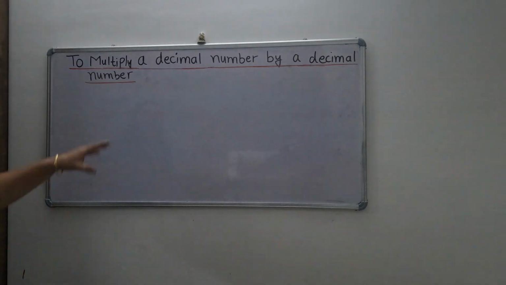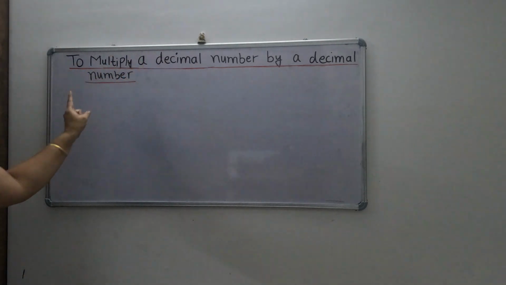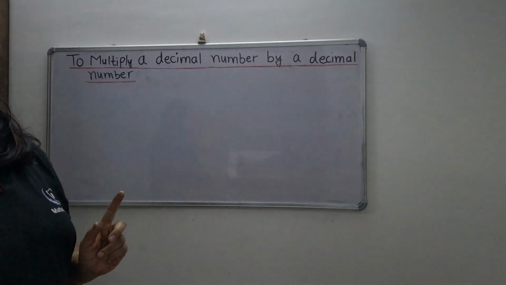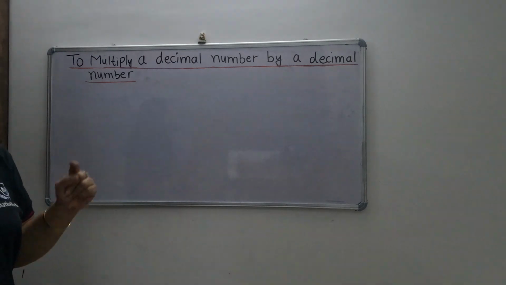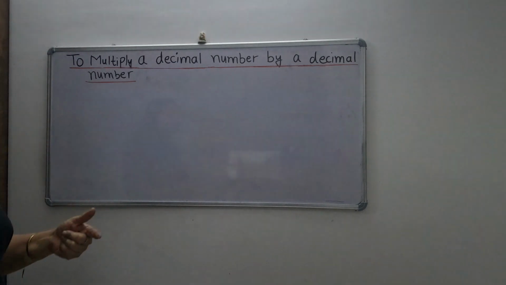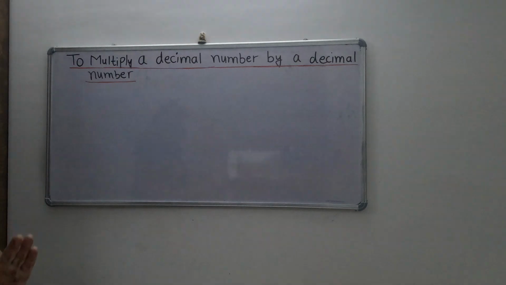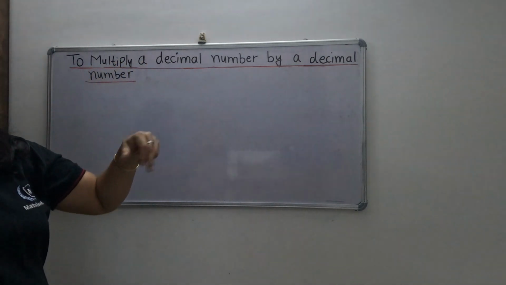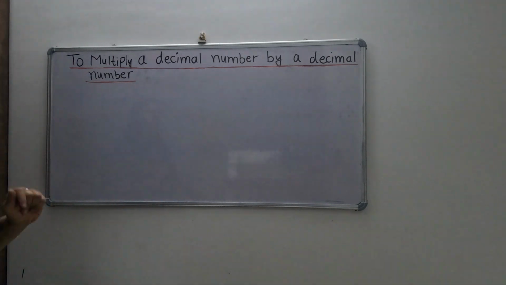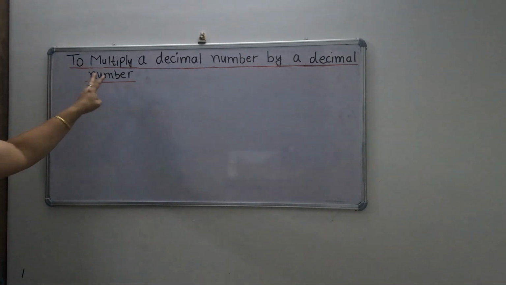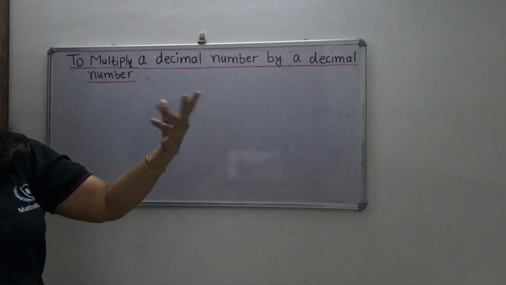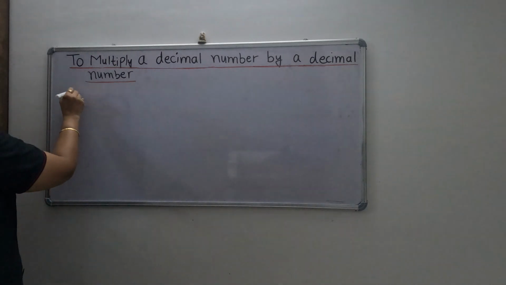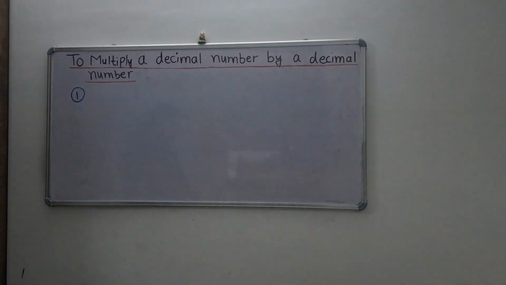So the next topic is to multiply a decimal number by a decimal number, right? We learned in the last-to-last class to multiply a decimal number by 10, 100, 1000 and so on. The second concept we learned is to multiply a decimal number by a whole number. Now the third multiplication type is to multiply a decimal number by a decimal number. Now come to the point. I am explaining with an example, so it will be easy for you.